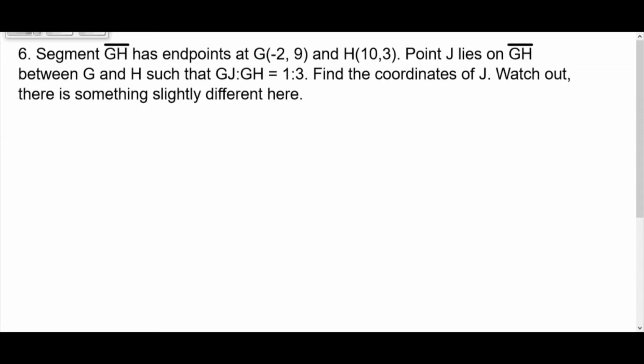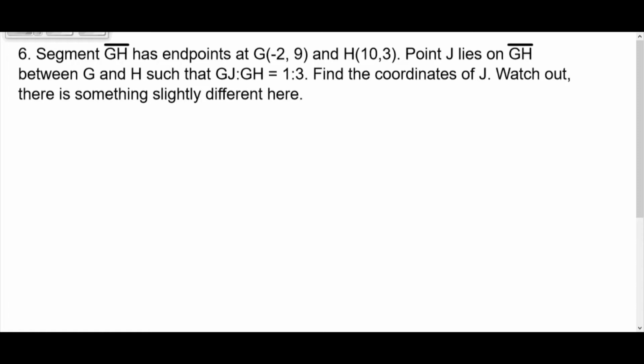Okay, ladies and gentlemen, we're back with question number 6. Segment GH has endpoints at G (-2, 9) and H (10, 3). Point J lies on GH between G and H such that GJ to GH equals 1 to 3. Find the coordinates of J. Watch out, there's something slightly different here.